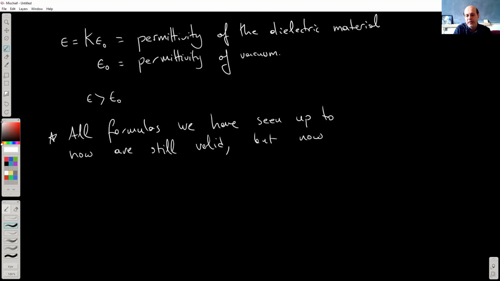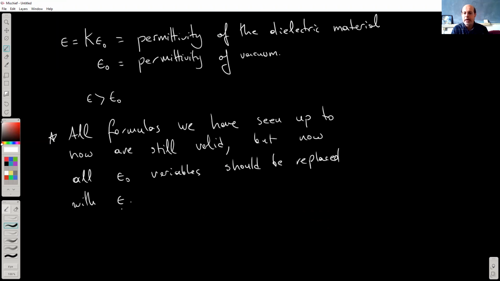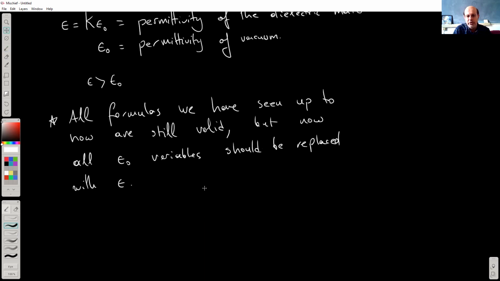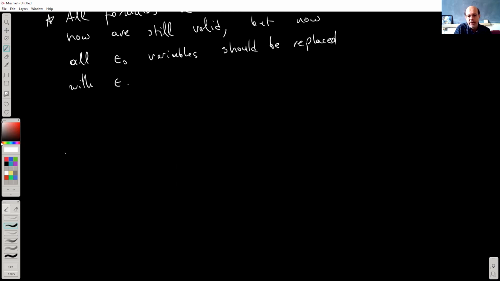But now all epsilon 0 variables should be replaced with epsilon. Okay. So I'm not going to justify this. I cannot justify it. By just looking at these equations, I just postulate that this is the case, right? I'm just going to claim that some of the results that we have deduced before would still be valid, but I just need to replace every epsilon 0 with epsilon, right?